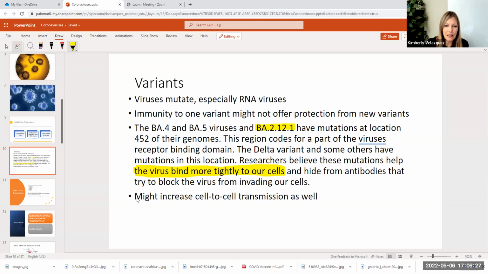And they're also thinking it might increase cell-to-cell transmission as well, meaning once the body's infected, that virus can move cell to cell more easily. And that is a very good thing for the virus and a very bad thing for us.